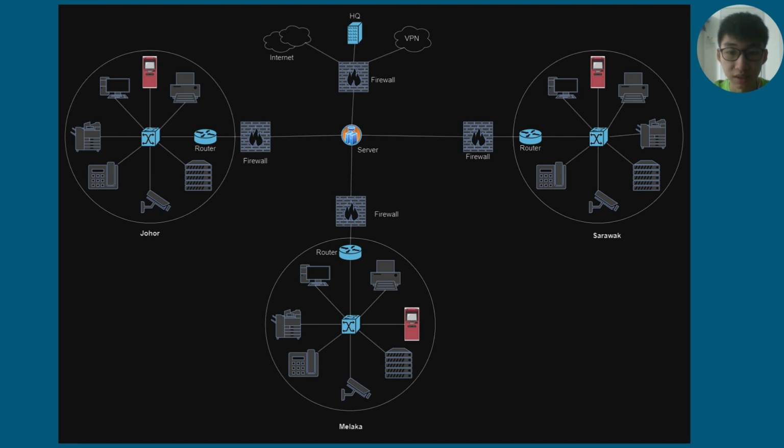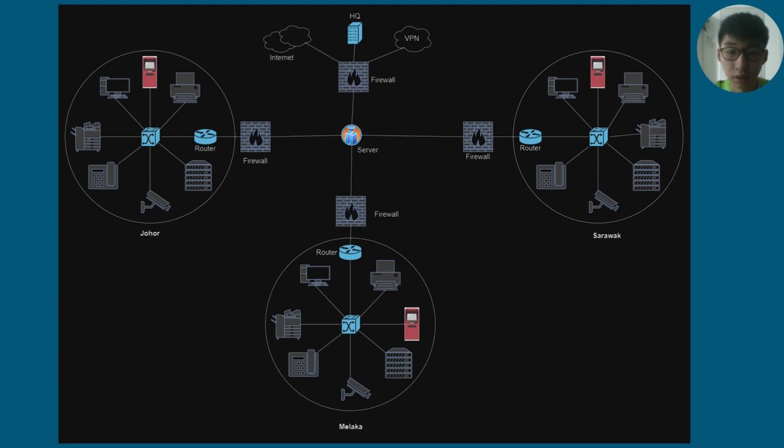All of the branches are connected to a router switch that is linked to the main server. There is a firewall between them to protect the data and resources of the bank. As for the HQ, it is directly linked to the internet as well as the internet VPN. VPN technology can be used to provide a secure and private communication connection between the branches and headquarters.